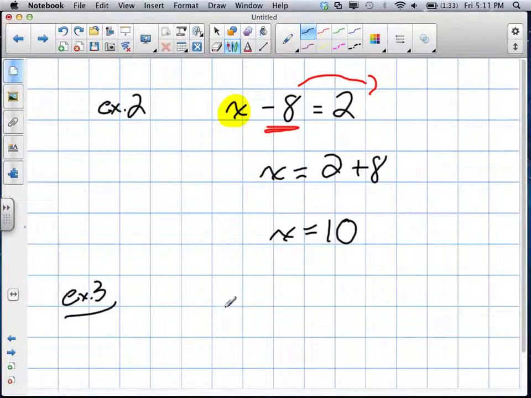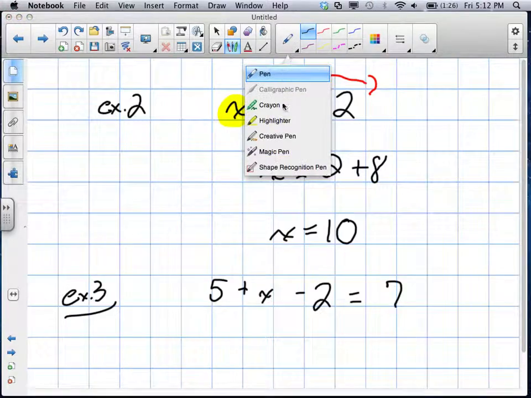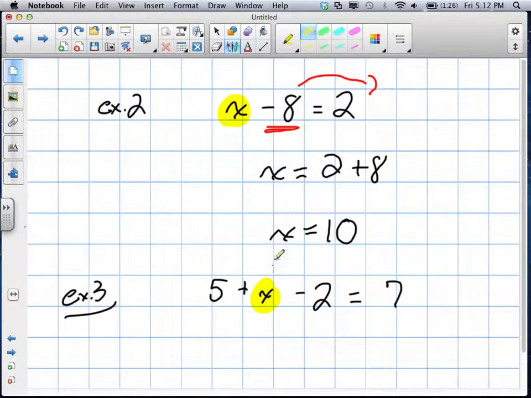Let's say we have 5 plus x minus 2 equals 7. Okay, so we have a couple of terms. Let's do this one step at a time. What's the first thing I want to do? Isolate x. So how do I go about doing that?